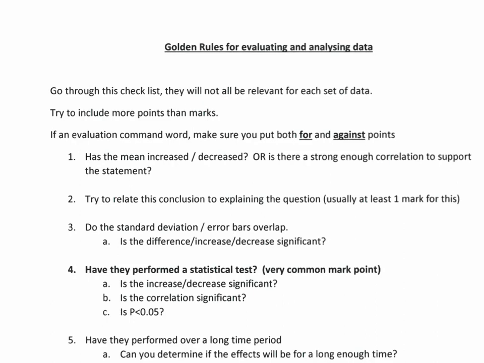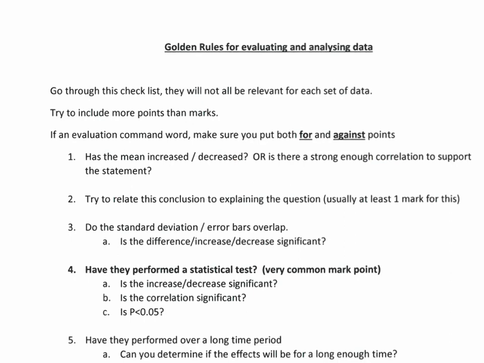So if the question says evaluate or does the data show, and it's worth about 3, 4, possibly 5 marks, then you've got to make sure you put both for and against the argument or the question that's there. Often people forget to put the obvious things, which is what we've got by the first 2 points here. So has a mean increased or decreased? Is there a positive or negative correlation to support the statement?